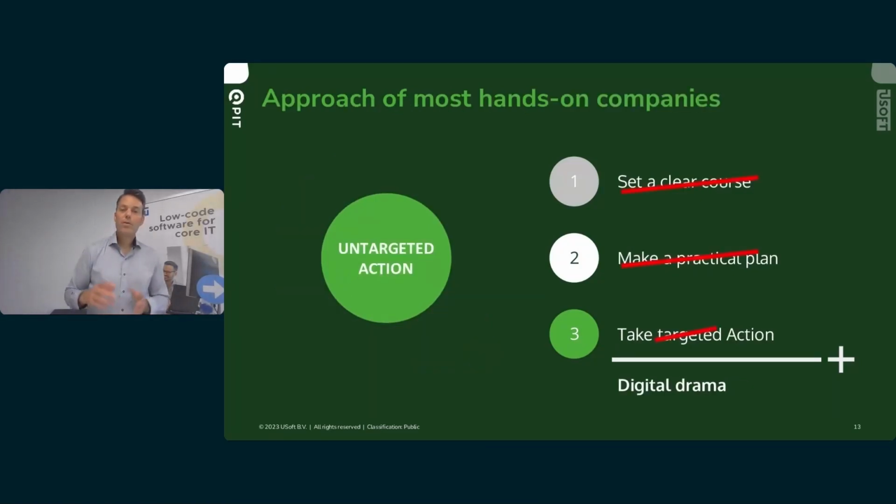To be honest, if you look at the approach of most mainly hands-on companies, you can see that setting the course is quite difficult. So most companies skip that. As a result, they also have to skip the practical plan, because if you don't have a course, you can't make a plan. So the only thing that is left is taking action. And most hands-on companies are very good in taking action, but it will always lead to digital drama, because the action you take is untargeted. You don't really know what you are aiming for.